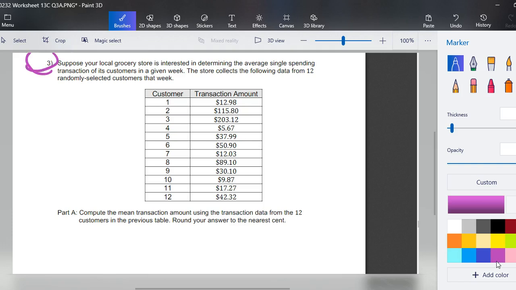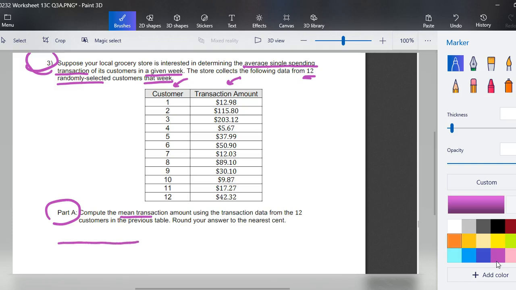So looking at question 3, suppose your local grocery store is interested in determining the average single spending transaction of its customers in a given week. The store collects the following data from 12 randomly selected customers that week. So you see the table. We have customer listed 1 through 12. They're anonymous. And then their transaction amount. Notice the things that it asks us to do in A, B, and C, starting with A. A says compute the mean transaction amount using the data from this table and round to the nearest cent.